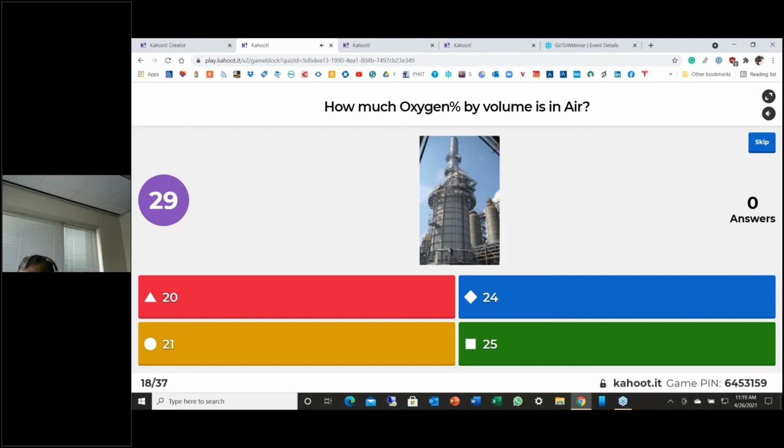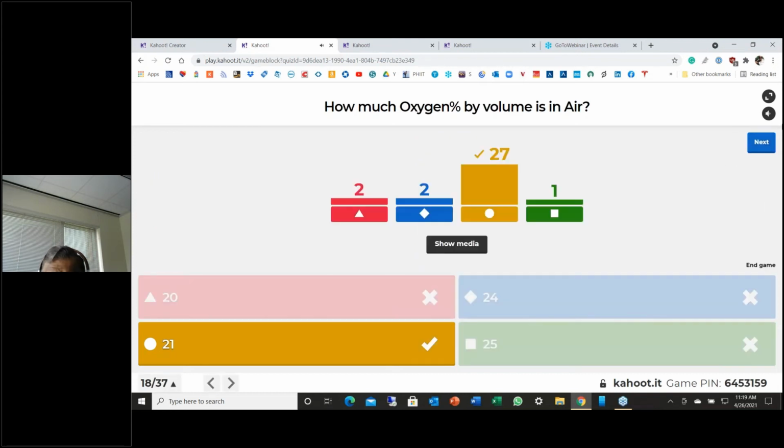This should be an easy one. How much oxygen percentage by volume is in air? Most of you got it right, 21%.